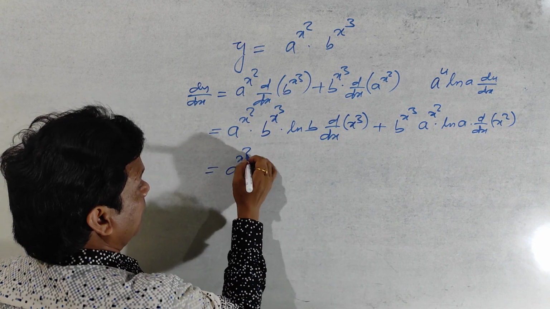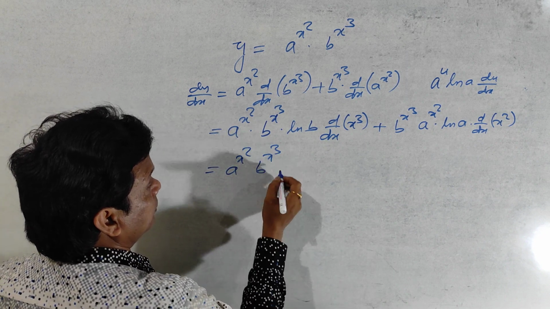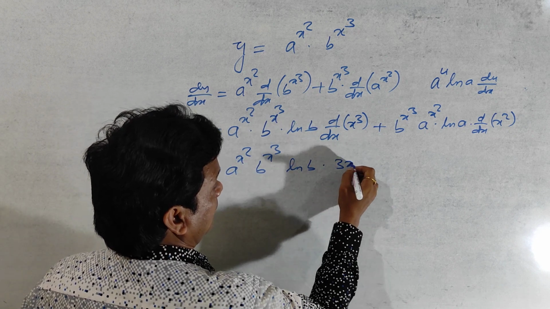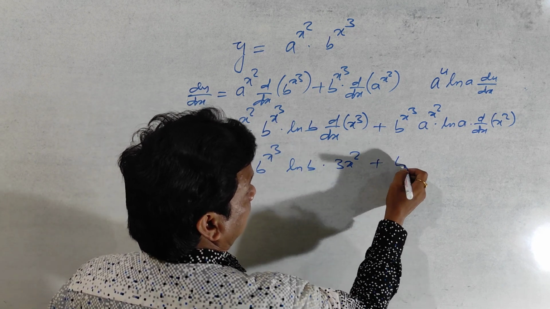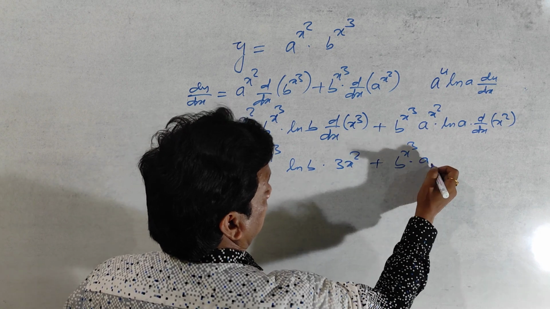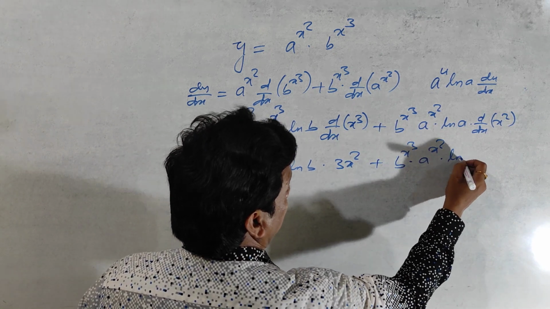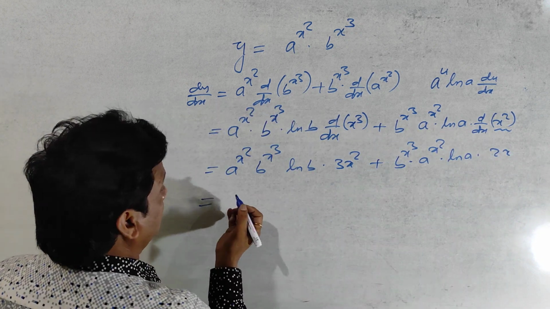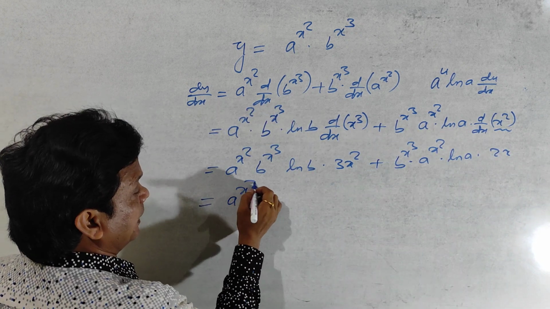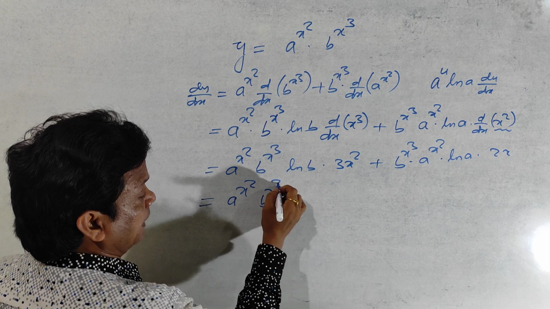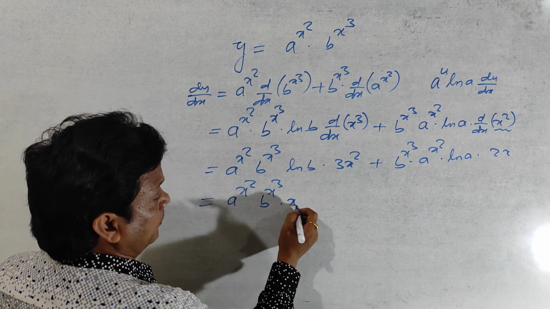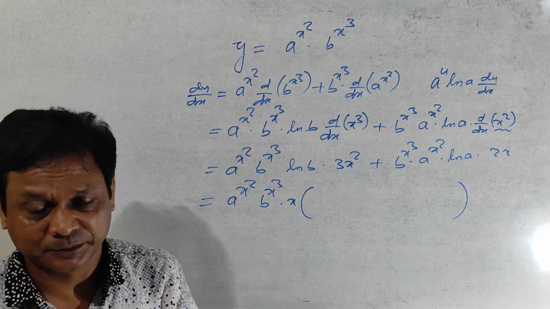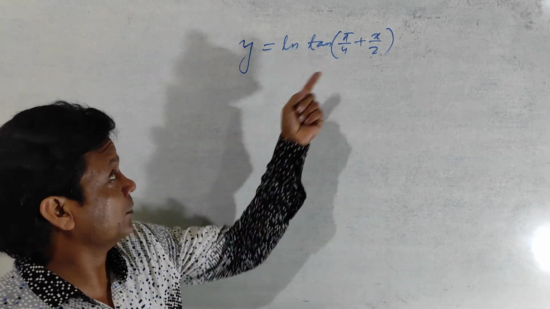So a to the power x square, b to the power x cube, ln b, into the derivative of x cube, which is 3x square, plus b to the power x cube into a to the power x square into ln a, and the derivative of x square is 2x. So simply take common: a to the power x square, b to the x cube, and take x common. Then write the remaining part. You will get the answer. Okay. See here, this example.